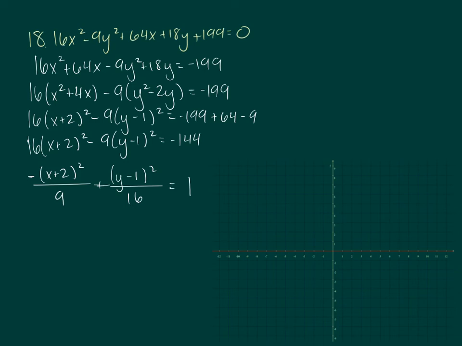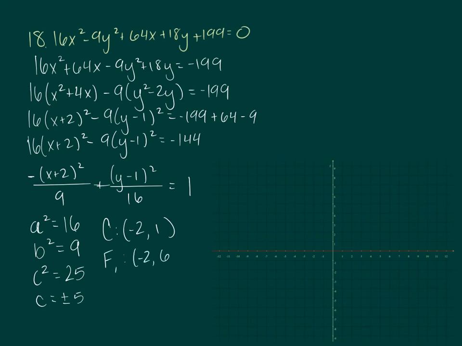So since the y term is positive, that means my a squared is 16, my b squared is 9, and my c squared must be the addition of the 2, so that's 25. So I'm going to add and subtract 5 from my center to figure out my foci. My center is negative 2, 1, right? So I have foci of negative 2, 6, and negative 2, negative 4.